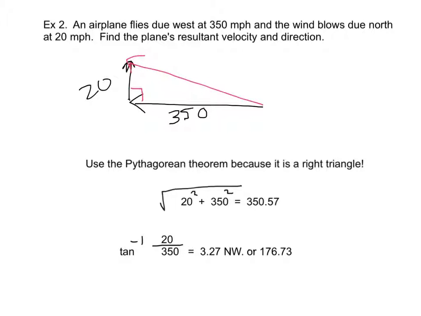So a squared plus b squared, 20 squared plus 350 squared, equals 350.57 miles per hour. When you do the inverse tan of 20 over 350, you get 3.27. Now remember that you have to qualify that as being northwest, because that's this angle, or subtract it from 180, so you have 176.73 degrees.